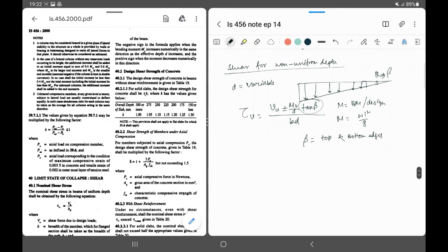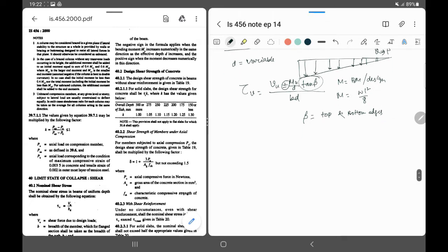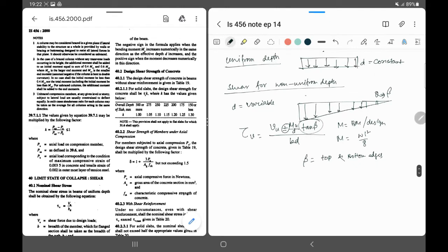But why do we use the negative sign? The negative sign applies when the bending moment increases numerically in the same direction in which the effective depth d increases, and the positive sign applies when the moment decreases numerically in that direction. So if the moment is increasing in this direction and d is increasing in this direction, then the negative sign will be there. If d is decreasing this way and moment is decreasing this way, then we use the positive sign.